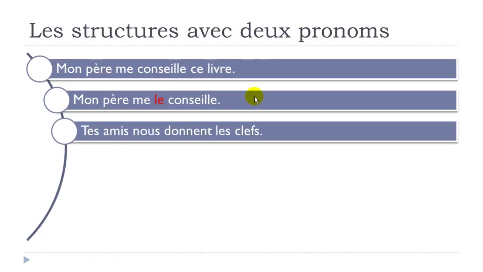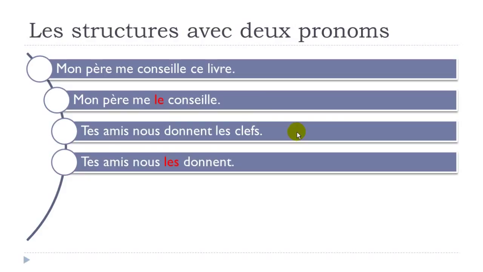Second example, tes amis, your friends, donner is to give, les clés, the keys. Okay, tes amis nous donnent les clés. So we want to replace les clés, so we should replace it with the plural form, les, okay, and then remember, first nous, then les, and after that the verb. Tes amis nous les donnent.